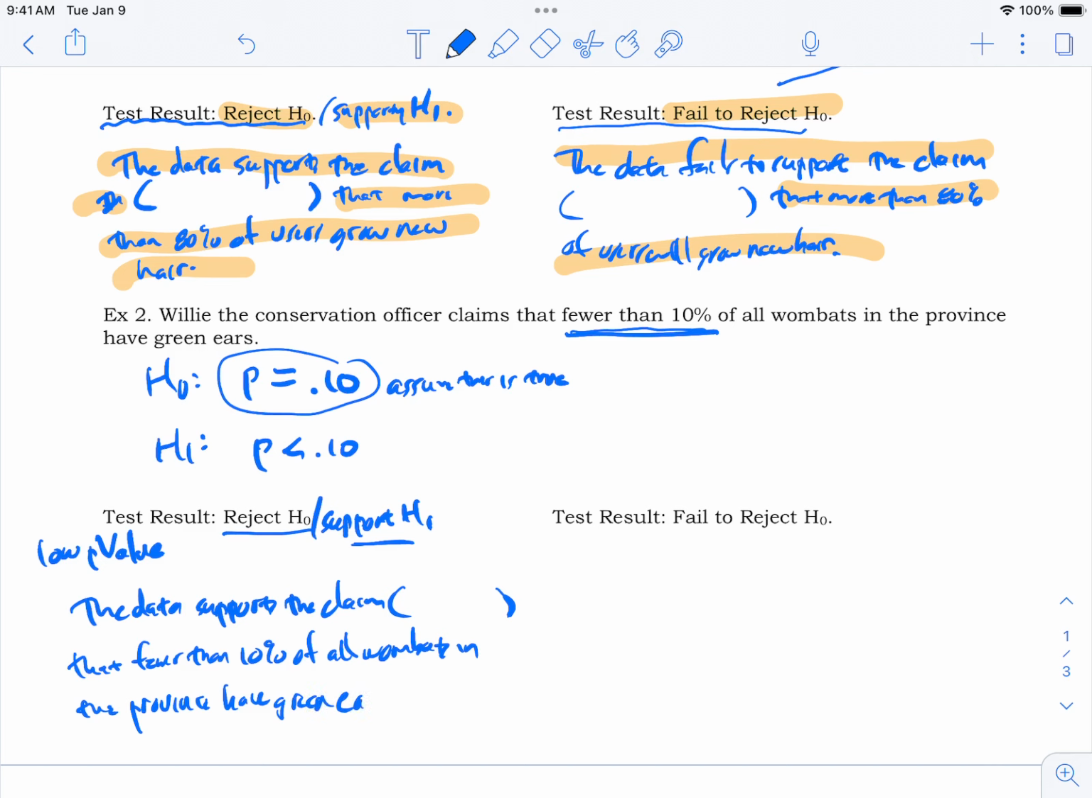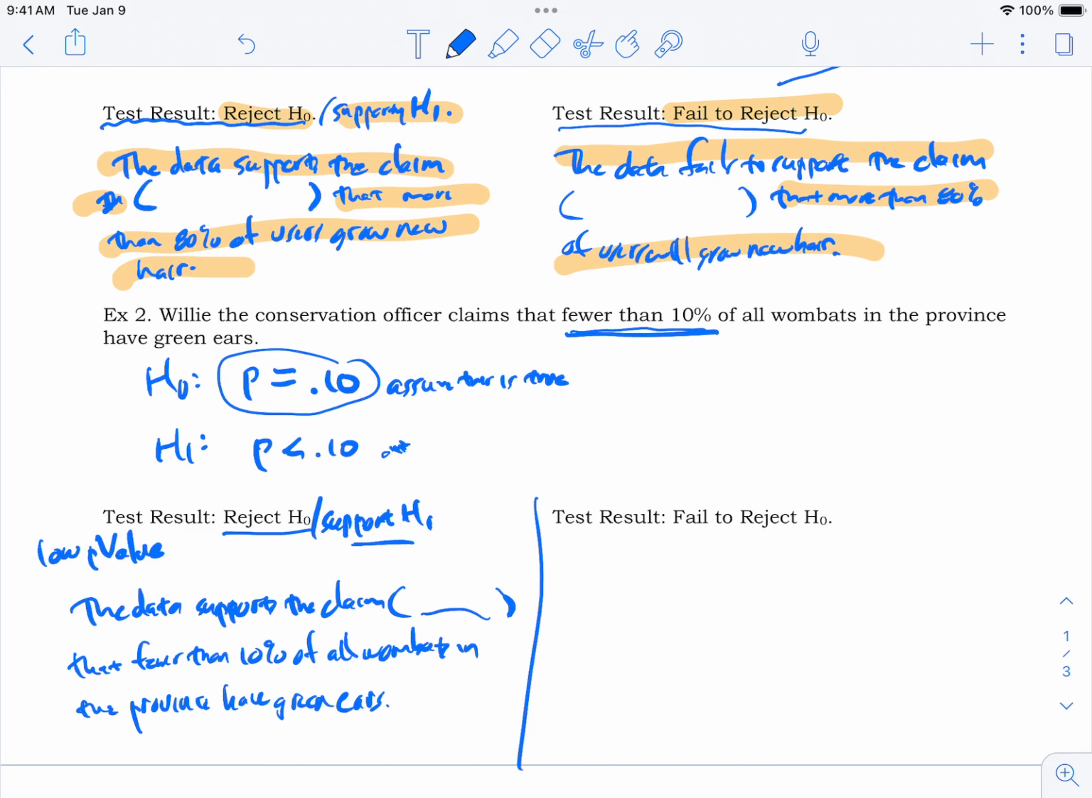Notice how you have to write out the whole sentence. I was mentioning that earlier. You really got to write out the whole sentence. Don't just put down something cryptic or symbolic. You want to have an English sentence. So: the data supports the claim that fewer than 10% of all wombats have green ears. That's their H1, it supports the H1.